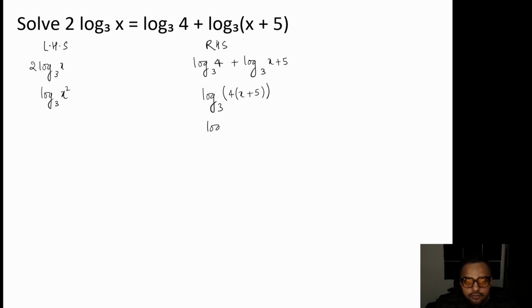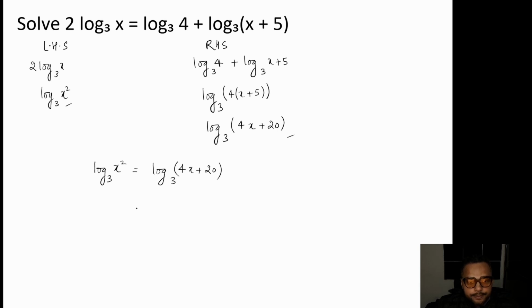So on calculating it further, we'll get log base 3 of 4x plus 20. Okay, now this is the left hand side and this is the right hand side. Now if we equate the left hand side and right hand side, what we'll get is log base 3 of x square equals log base 3 of 4x plus 20.